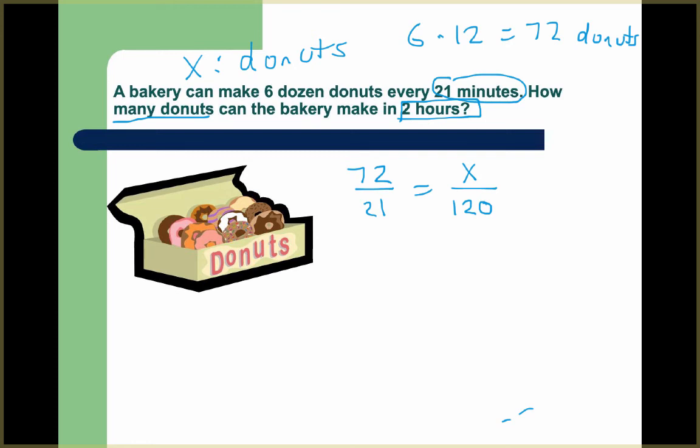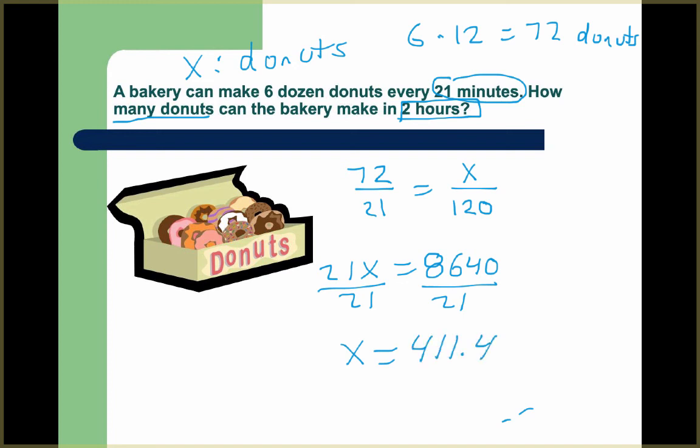So when we do this, we are going to cross multiply. 21 times X is 21X. 72 times 120 is 8,640. We're then going to divide out 21, and we find that X is 411.4, and it keeps going a little bit longer. So that means we can make 411 donuts in 2 hours.